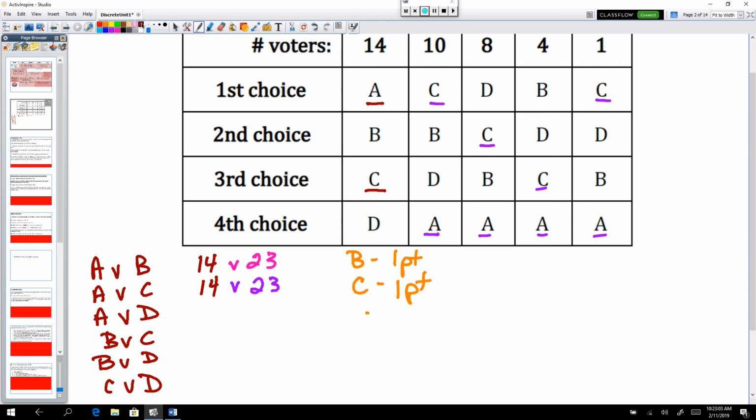A versus D. For A versus D, we look at that and we count it up. And again, it's 14 versus 23. D gets that point.